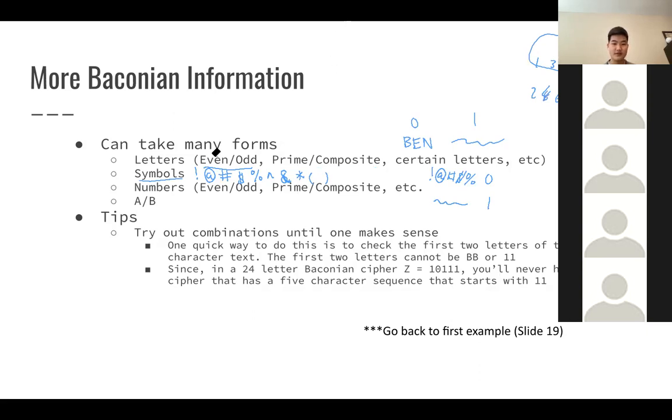I know it's really confusing, but basically Baconian is a lot of trial and error. So you basically just have to try combinations until one makes sense. You don't want to waste too much time, right? So you just do the first couple of letters until you get something that makes sense. Like here it says the first 2 letters can't be BB. If you try it out and you get TH at the beginning, you're just set, you're right. That's the end. Keep going.